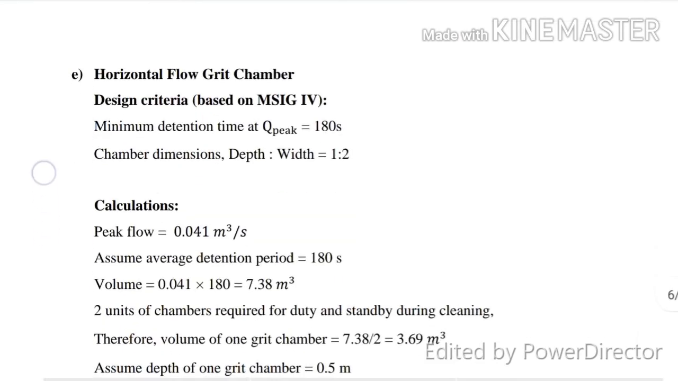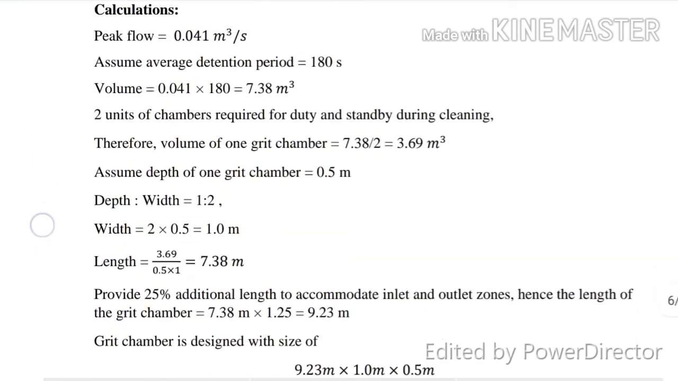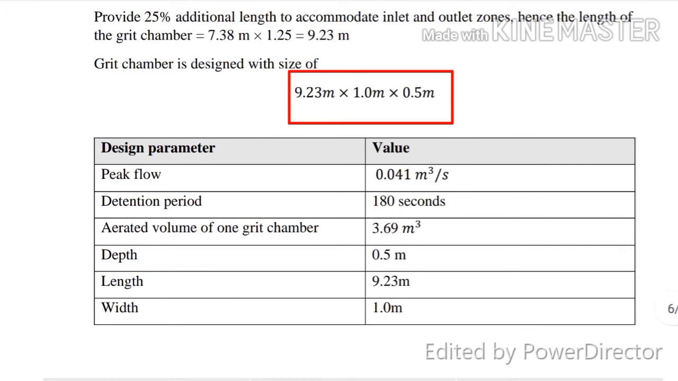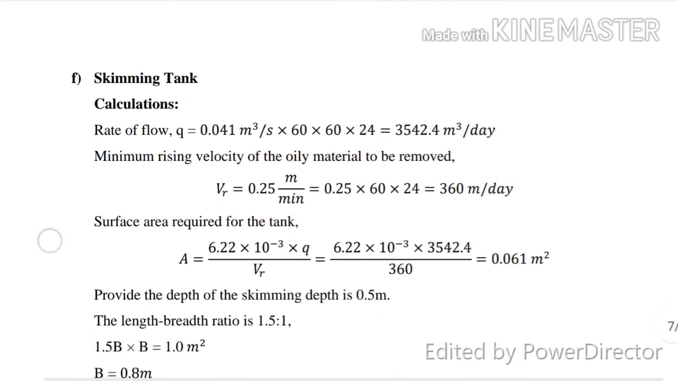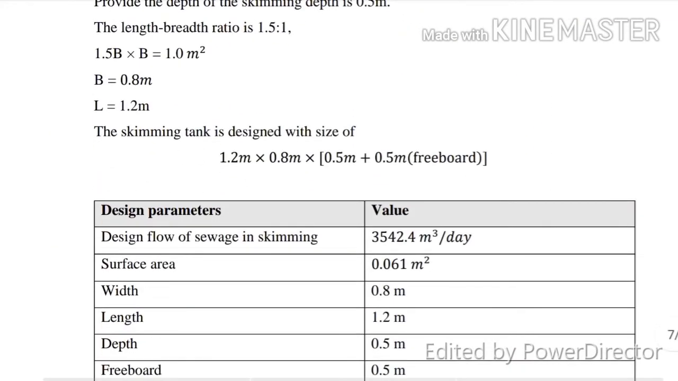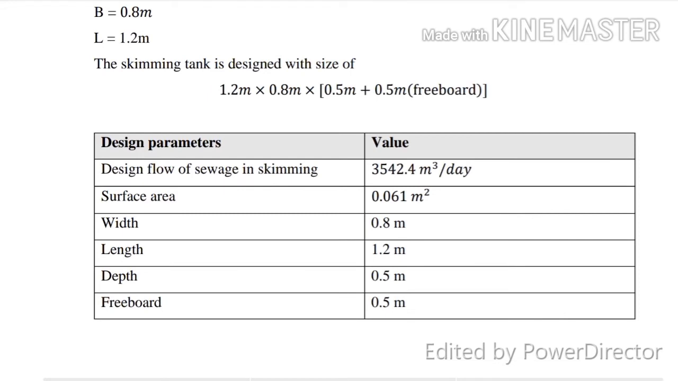Next is the horizontal flow grit chamber. The result we get is 9.23 meter times 1.0 meter times 0.5 meter. Lastly is the skimming tank, for which the result is 1.2 meter times 0.8 meter times 0.5 meter. Thank you.